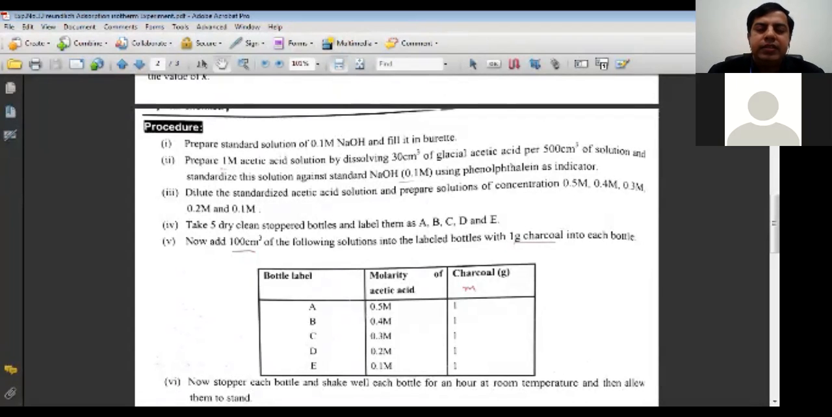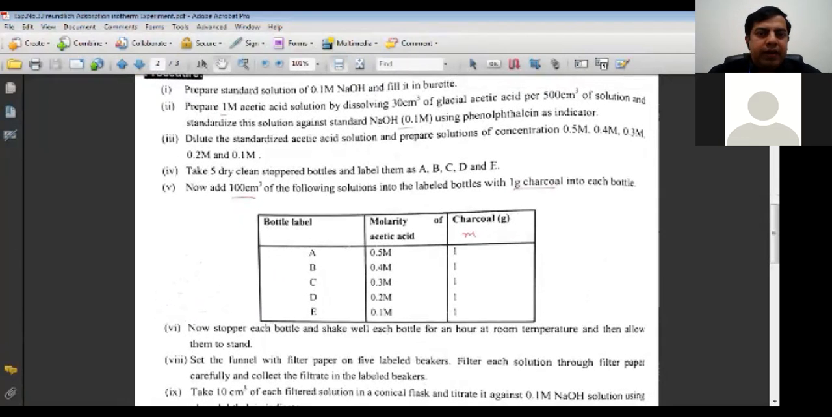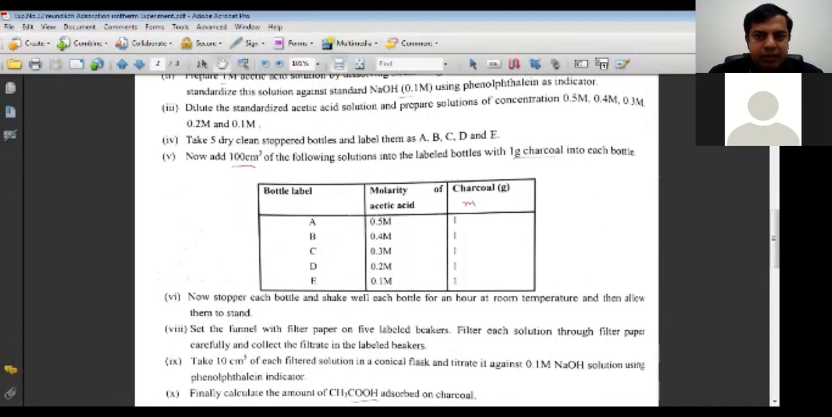This is just the acid-base titration which you performed in your intermediate classes. So what is the procedure? You have to take 5 clean stopper bottles. These are actually separating funnels, and you can mark them A, B, C, D. Why have I marked them? Because you have to take a different concentration and molarity of the acetic acid in each of the flasks, starting from 0.1, 0.2, 0.3, 0.4, and 0.5.